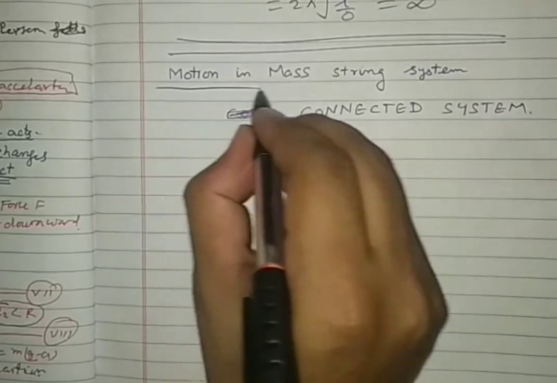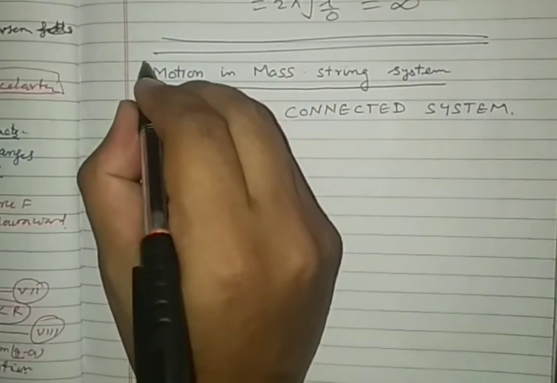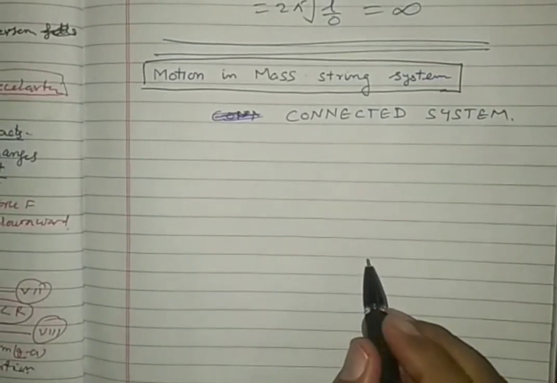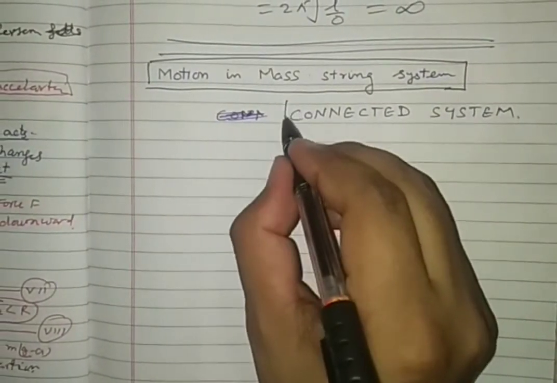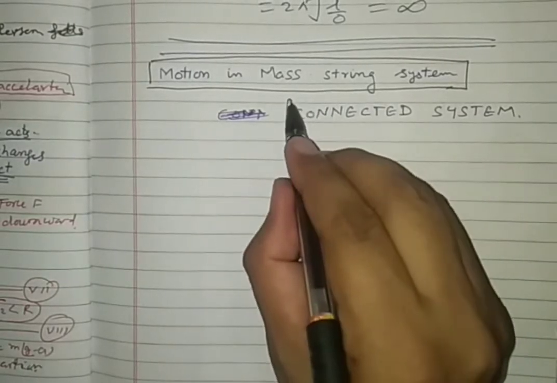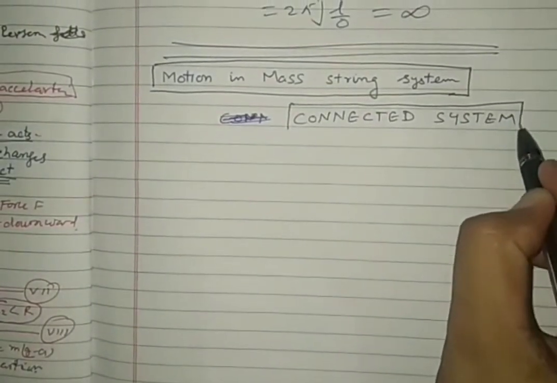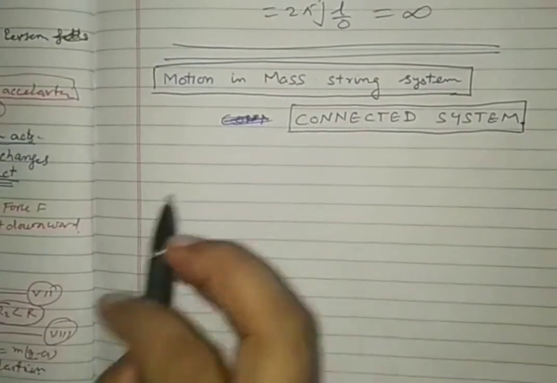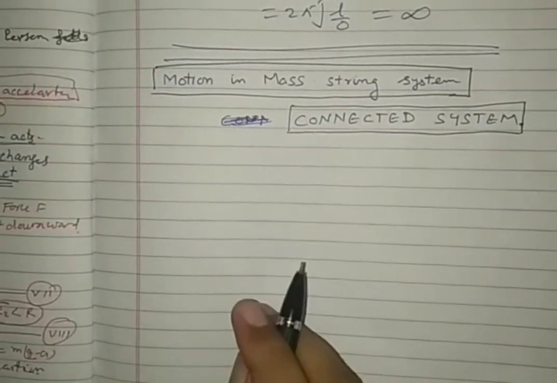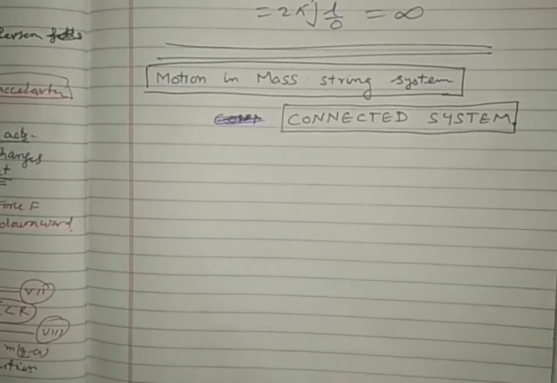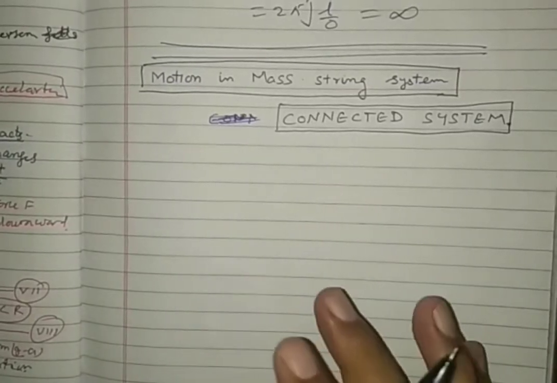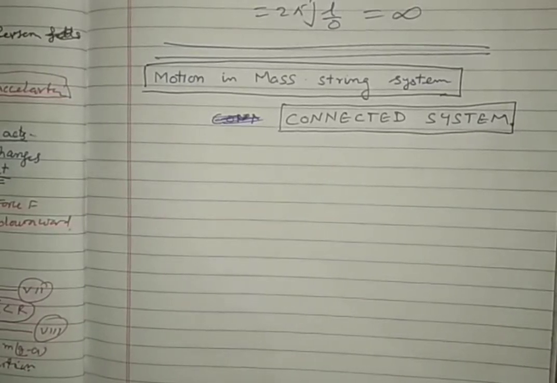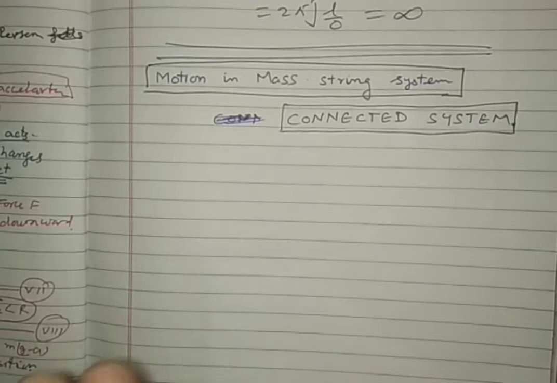Motion in mass spring system. It is one of the applications of Newton's second law of motion. This topic is also named as motion in connected system. Let us see what the mathematical calculations are, how we will obtain the formula, and how this formula will be used in various numericals.